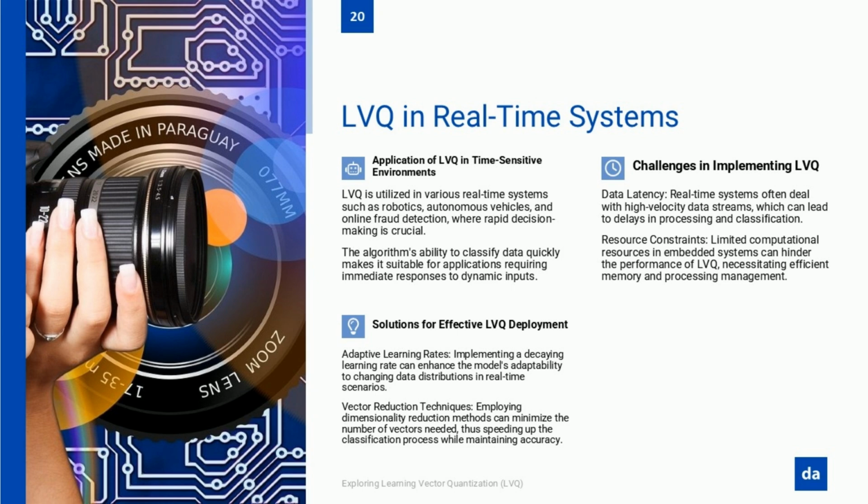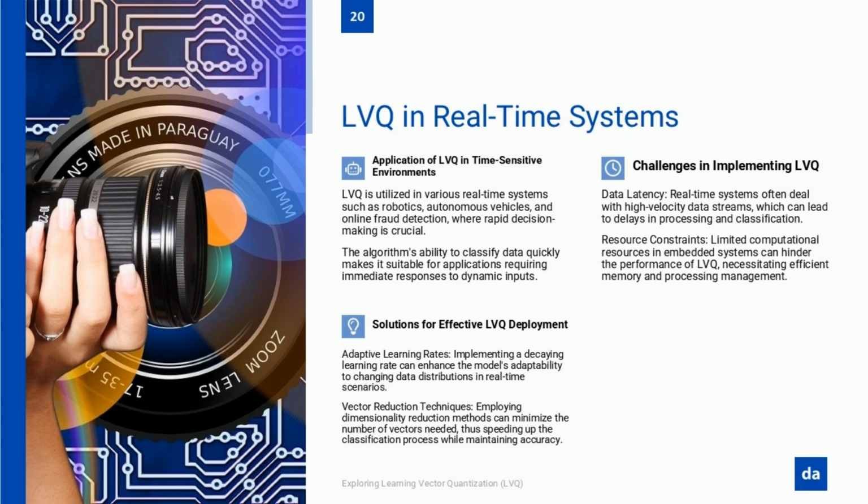But here's the challenge. LVQ wasn't originally designed for real-time use, so how do we make it fast enough? The trick lies in vector reduction and parallel processing. By carefully selecting only the most essential prototype vectors, LVQ can work with smaller datasets without losing accuracy. And when combined with parallel computing techniques, where multiple LVQ models run simultaneously on different processors, classification speeds can be boosted even further. The future of LVQ and real-time AI is incredibly promising.